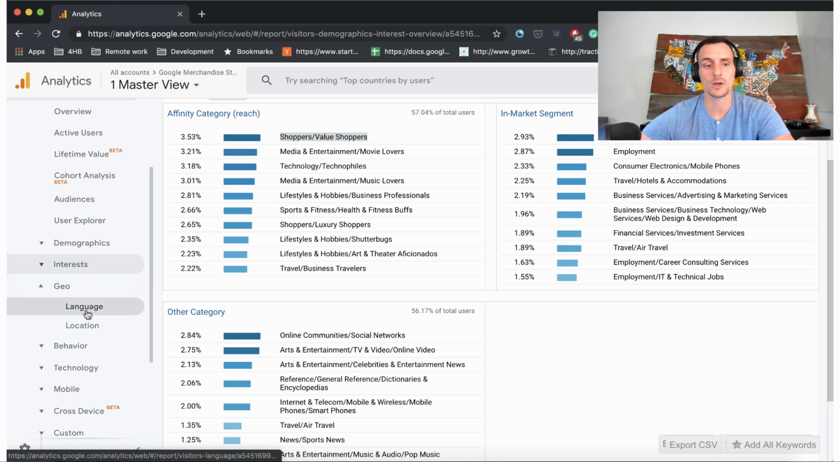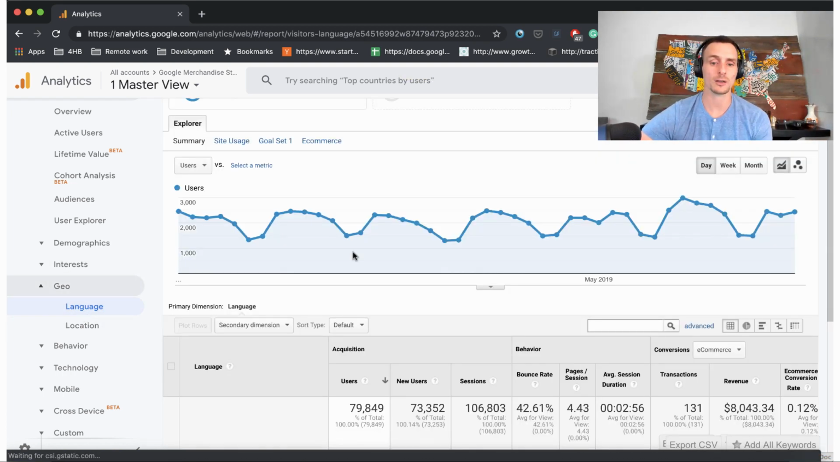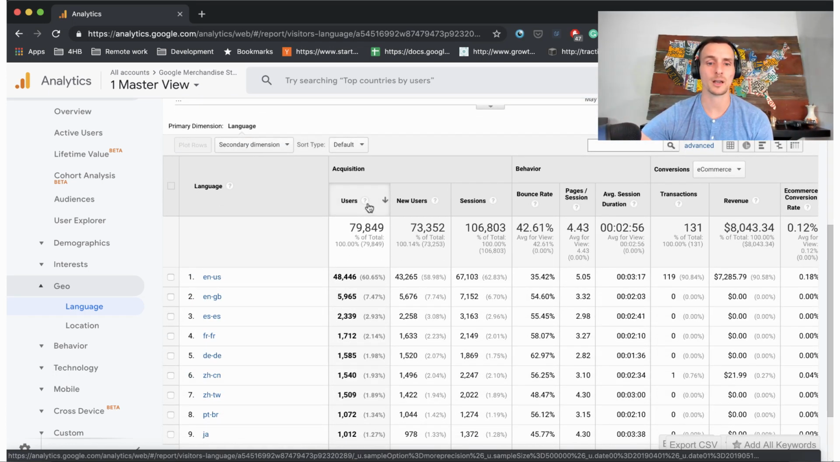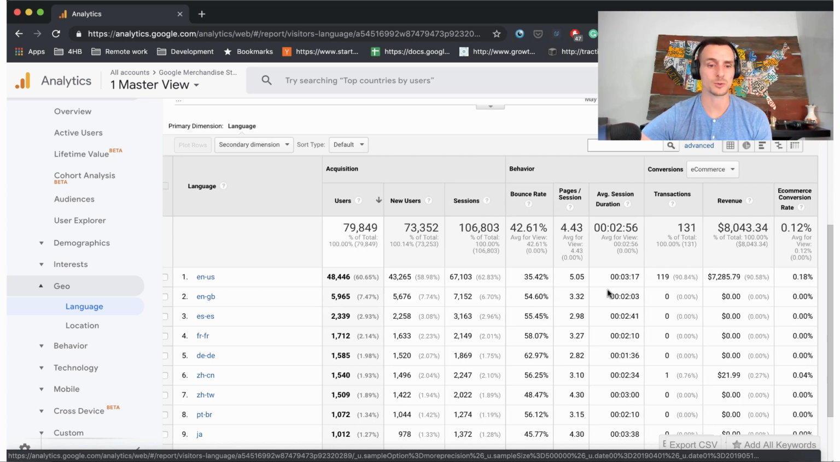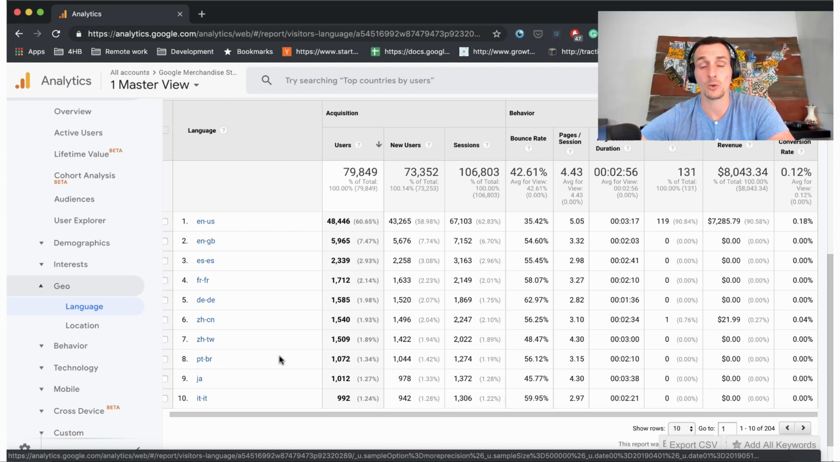The geography, so we can do this by, as you saw in the real-time reports, location and language. This just gives us a richer set of data by users and new users, being able to see where these individuals are coming from and what their language is. So this might tell you if you need to create more content in that specific language or potentially translate your website into that language so that you can internationalize your site and take advantage of those hidden opportunities by language or location.